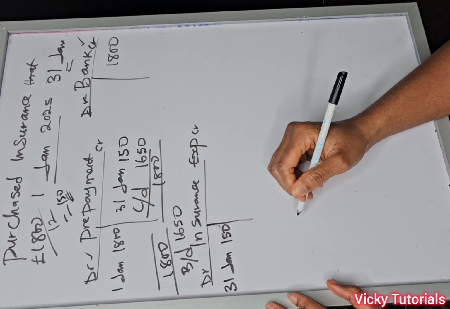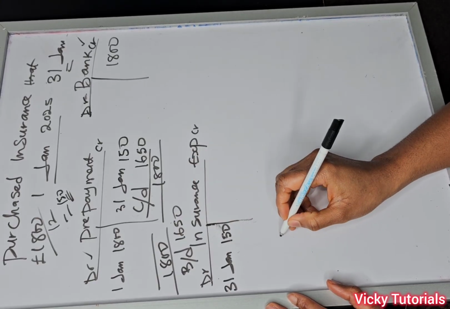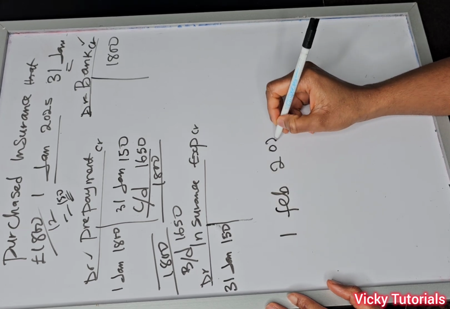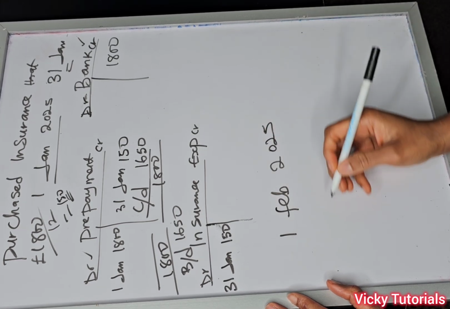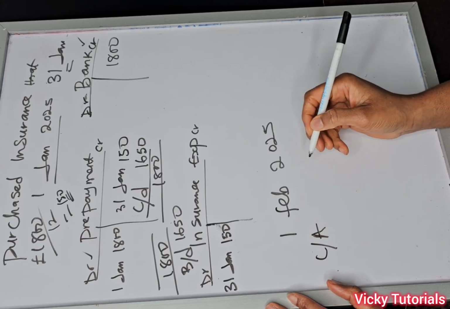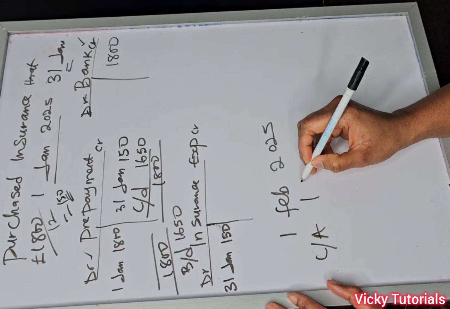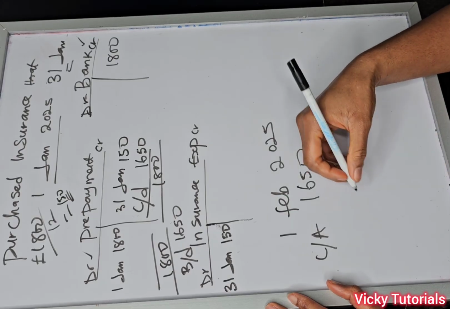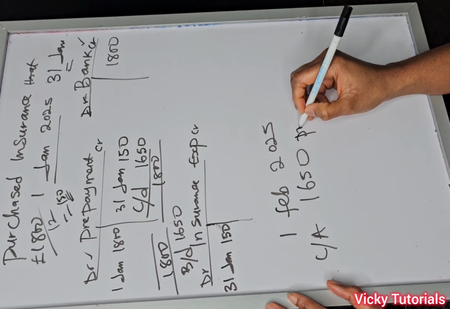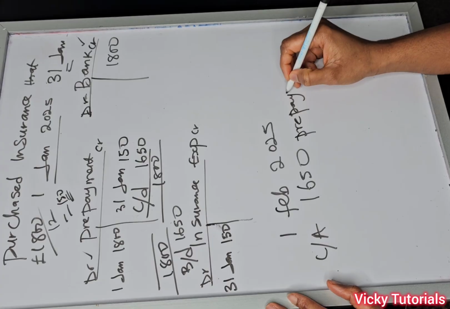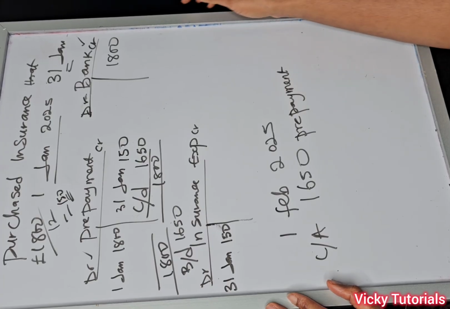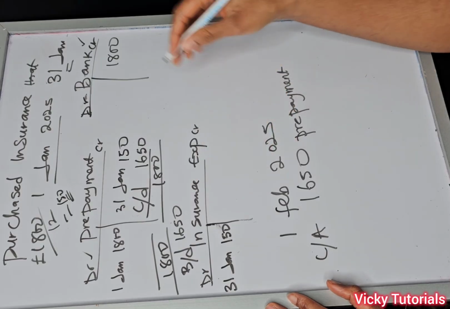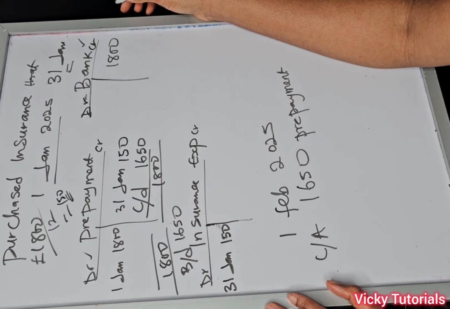So by 1st of Feb 2025, our carrying amount for prepayment is 1,650. This should be the opening balance of prepayment by 1st of February. So this is a simple way to account for prepayments within your books.